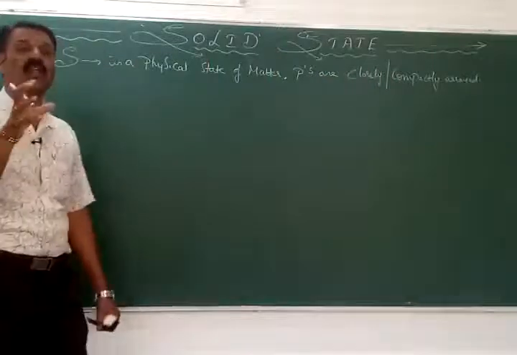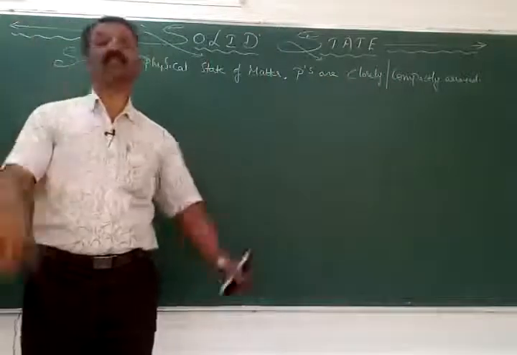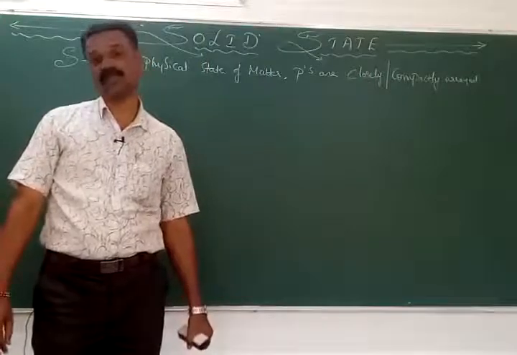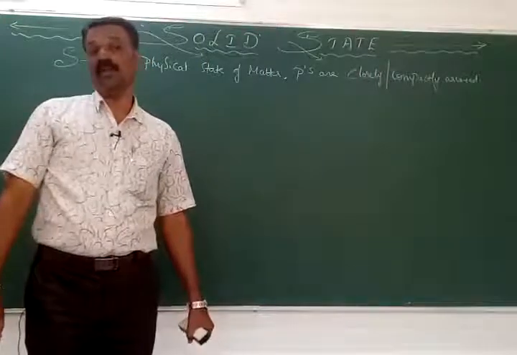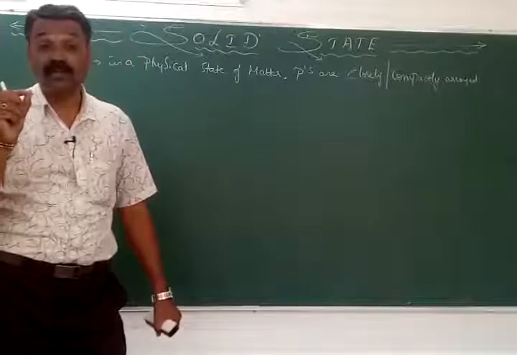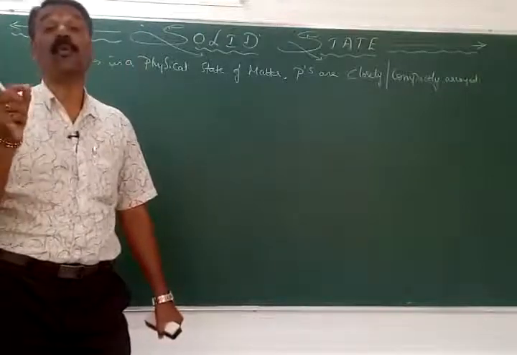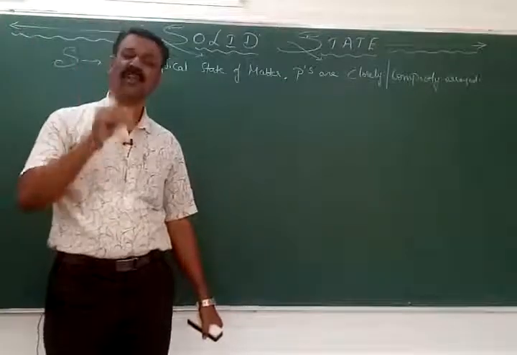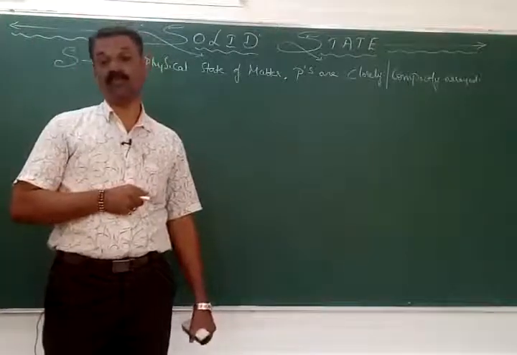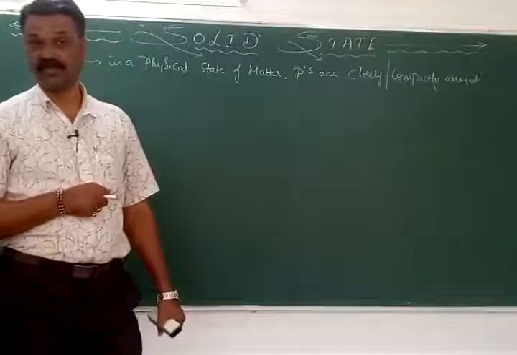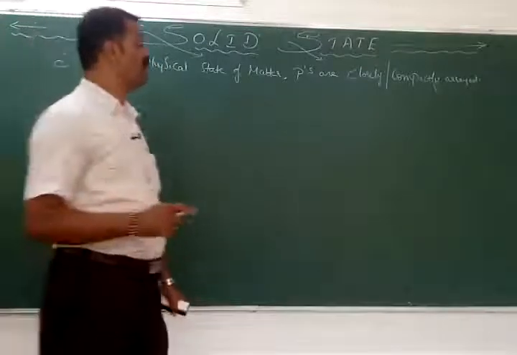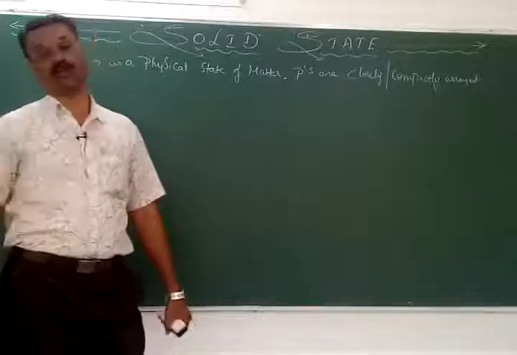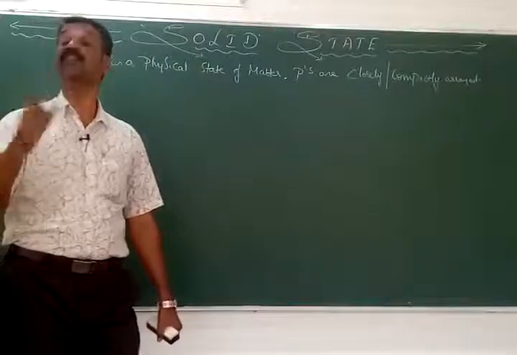Close means usually one particle is almost touching the other. And compact means the space available between the arrangement of the two particles is almost zero, or we can say it is very, very little or nearly equal to zero. That is called compactness, and that compactness makes the solid state have higher rigidity also, because solids are highly rigid in nature.